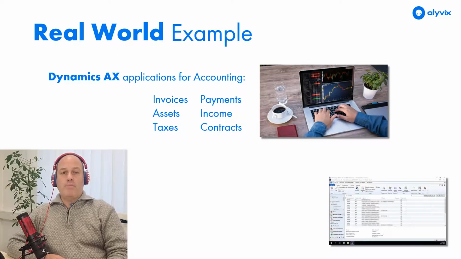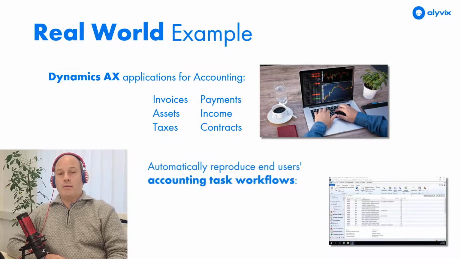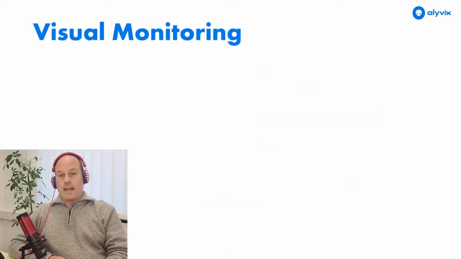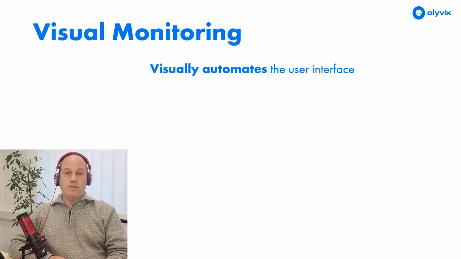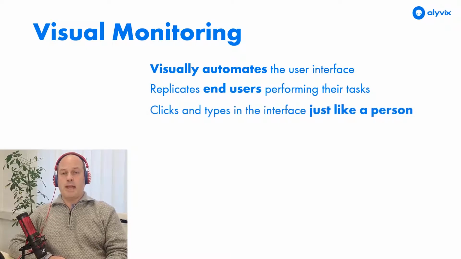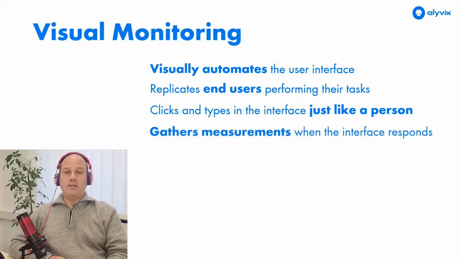To keep critical applications running smoothly, an automatic approach will regularly step through the most important tasks that AX users carry out, like checking on contracts and ensuring payments can be made in order to check the stability of the application's end user experience. Visual monitoring is the name of this automated approach that reproduces individual task steps by clicking on the same buttons and typing into the same text fields that users do. At each step, when the GUI responds, the elapsed time between the action and the GUI response is recorded.